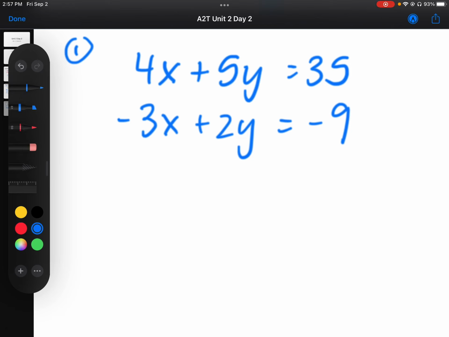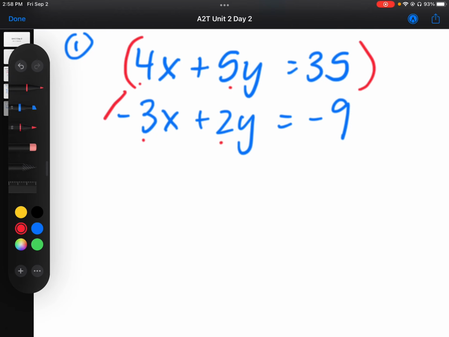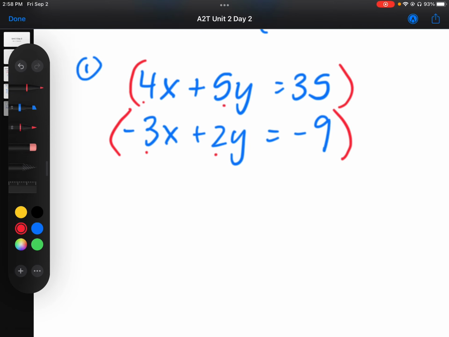All right. Now I'm thinking there's no easy way to make a 3 a 4. There's no easy way to make a 2 a 5. So I'm going to have to manipulate both equations. So I'm going to have to multiply both equations by something. Let's eliminate the x's because they're already opposite signs. 3 and 4, their least common multiple is 12. So I can get the 4 into a 12 by multiplying it by 3. I can get the negative 3 into a negative 12 by multiplying it by 4.